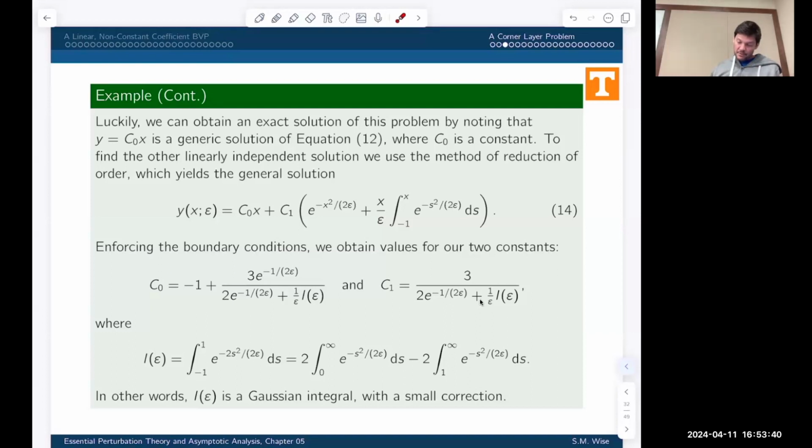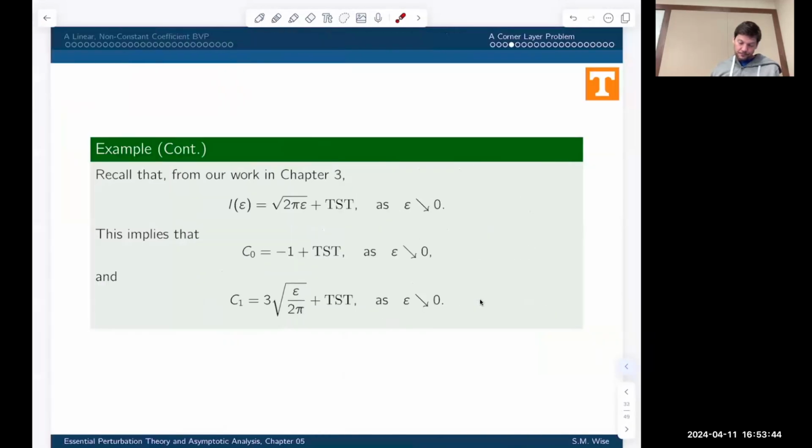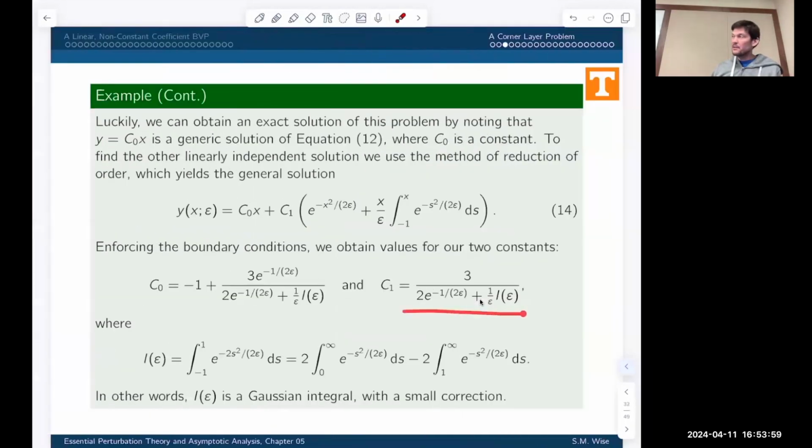What about this term here? In that case, a bit more is going to survive. And you can check that what's going to survive is C1 equals 3 times the square root of epsilon over 2 pi plus a TST term. So that's what you get by analyzing this as epsilon gets smaller and smaller. So why am I doing this? Why am I hurting you this way? It's because we're going to ultimately take this limit and see what this function looks like.